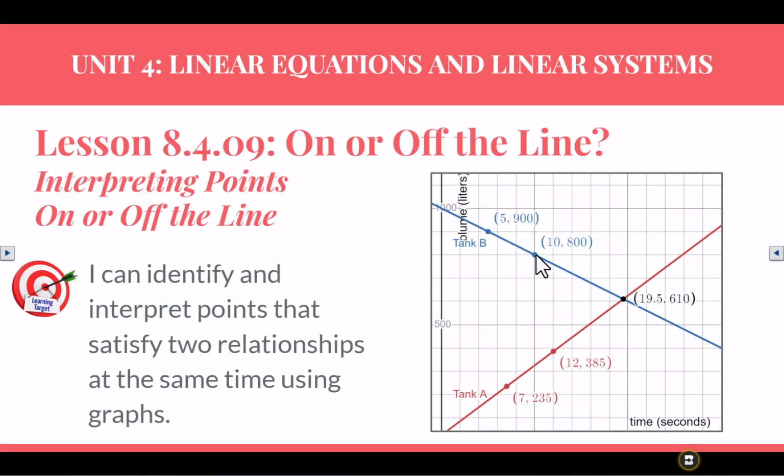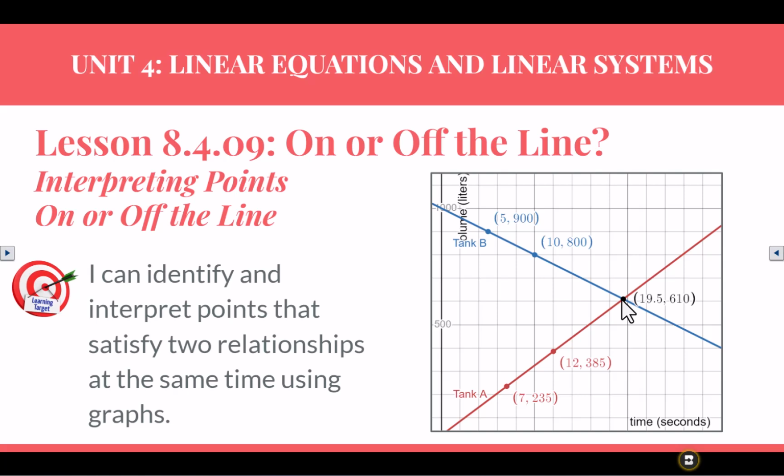And there's an infinite number of solutions on that line, one of which is this same point that's on the red line for tank A. And that's what we're looking for in a system of equations. We're looking for the point that both lines share. In other words, for both tanks, after 19 and a half seconds, there will be 610 liters of water in each tank.